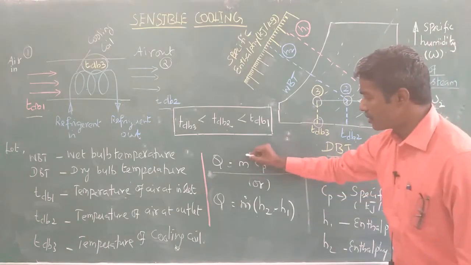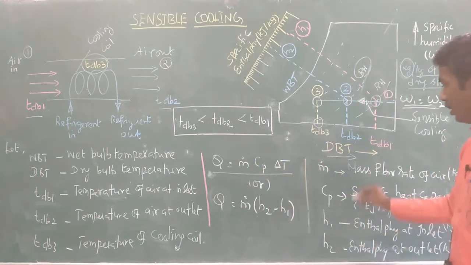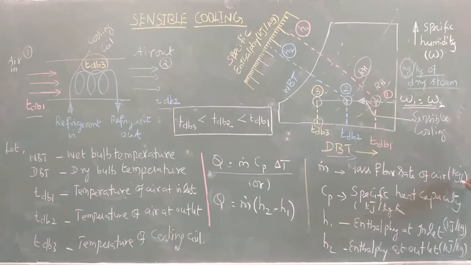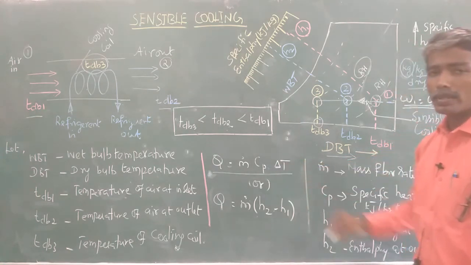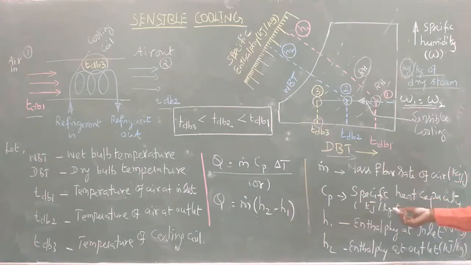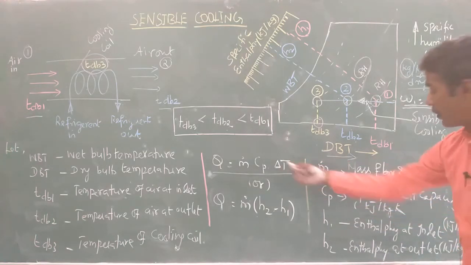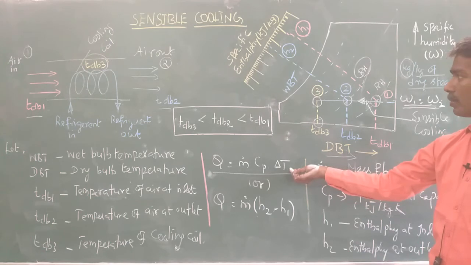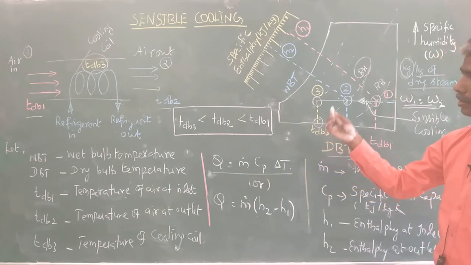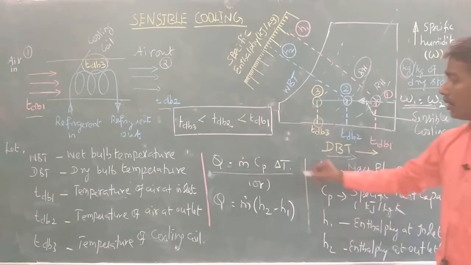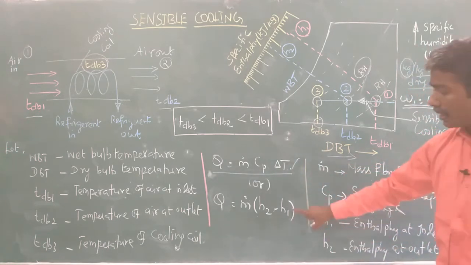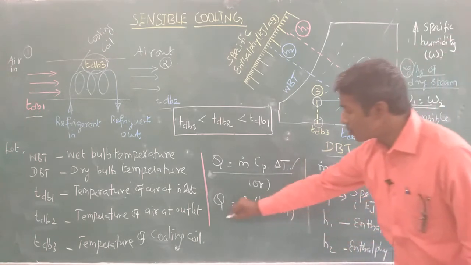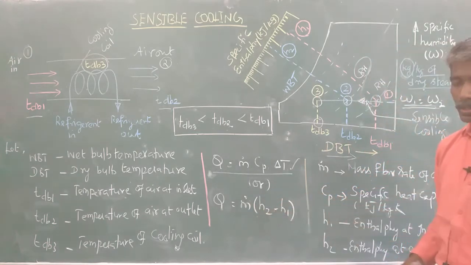Here m dot is the mass flow rate of air, represented in kg per second. Next, Cp is the specific heat capacity of air at constant pressure. The unit of Cp is kilojoule per kg Kelvin. Then delta T is the temperature difference between air inlet and air outlet. This can also be represented in terms of enthalpy. So Q is equal to m dot into H2 minus H1.